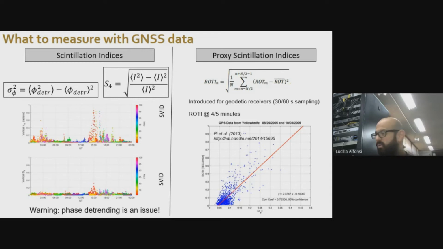So we can define the rate of change of TEC index, that is the standard deviation of the rate of change of TEC, calculated usually over 5 minutes. With these indices, we are able to catch if in the ionosphere we have some kind of irregularities.